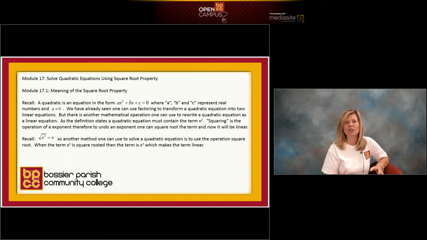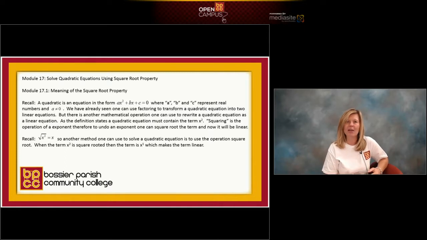Because a quadratic equation must have a term that's squared, it must have the degree, the exponent, of 2. And we all know an exponent is an operation in math. Therefore, we also know every operation has an inverse or opposite operation. And the opposite of squaring is to do a square root. And we spent many modules talking about that. Well, we can use that concept, that operation, square root, also to solve quadratic equations.